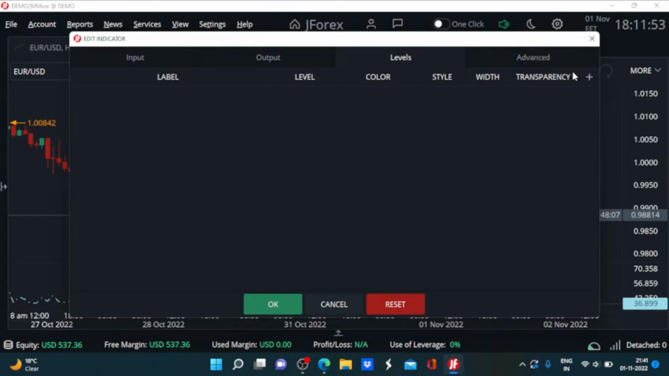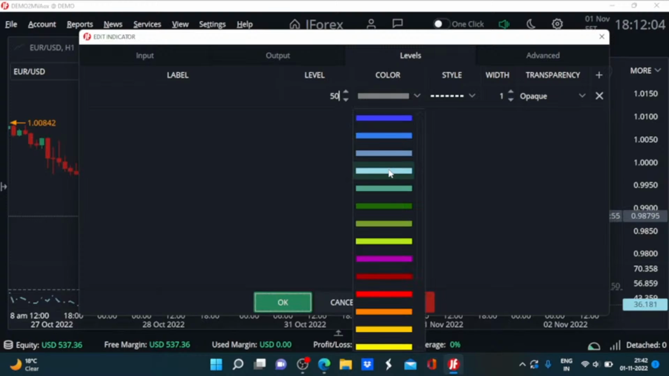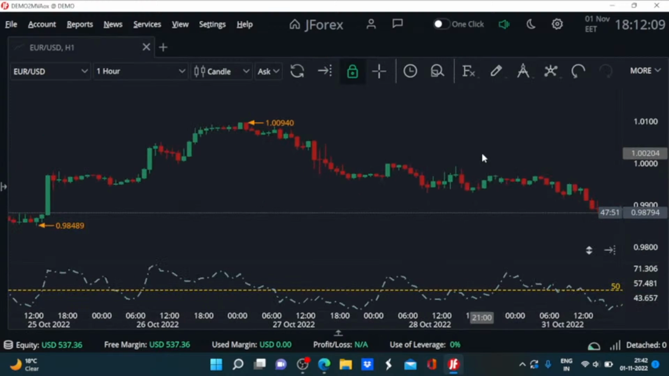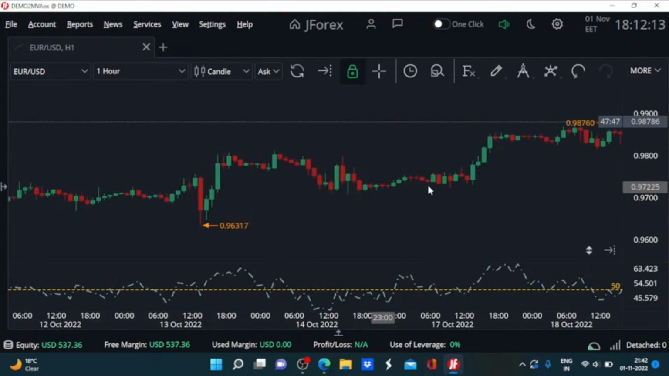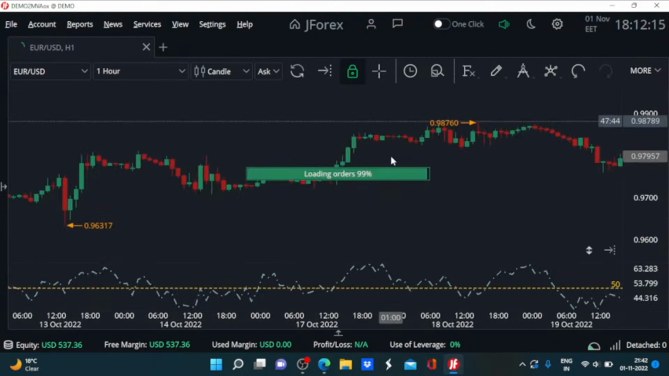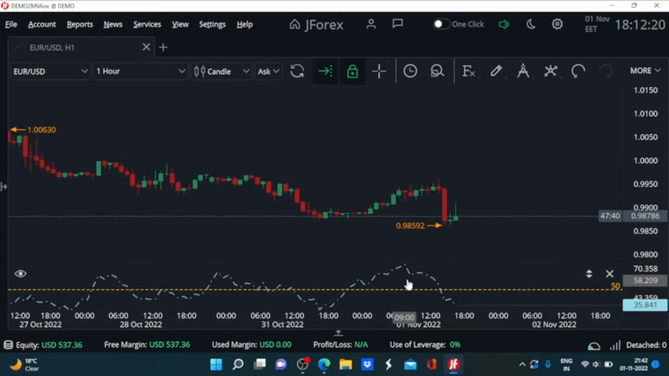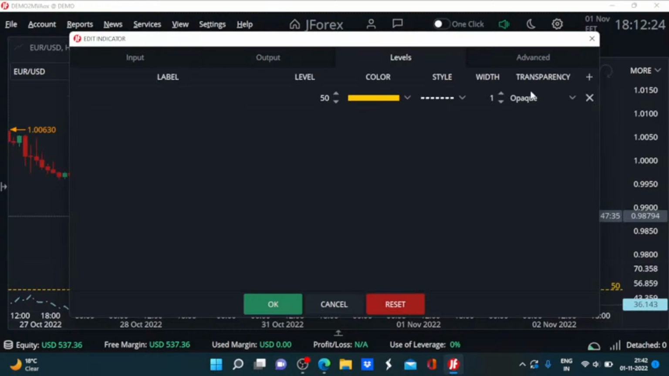Levels, if you feel like, you can add the levels for this indicator. So for example, if you want to add a level of 50 to be used as a marking point, you can do that, or you can add 70 and 30 to denote overbought and oversold levels. So you get this option to do the editing as per your requirement, as per your need.